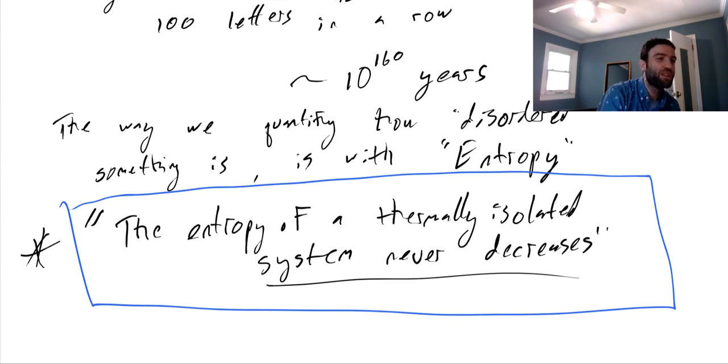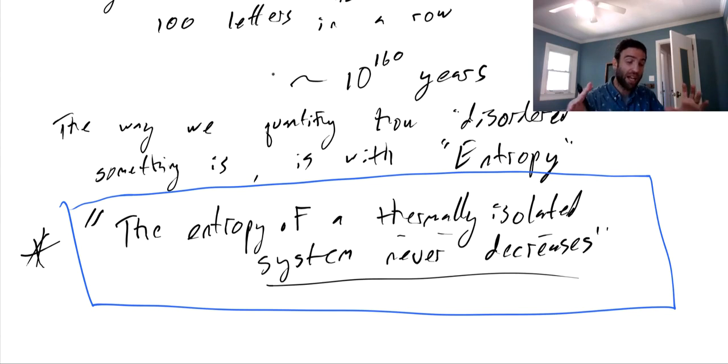So if you have a thermally isolated system left to its own devices, it will never spontaneously get more organized, more ordered. The disorder will always increase. Now, this caveat, a thermally isolated system, is important. If a system, like a set of objects, is allowed to exchange heat with another system, then there are no guarantees about what happens to the entropy if you just look at one of the two systems.